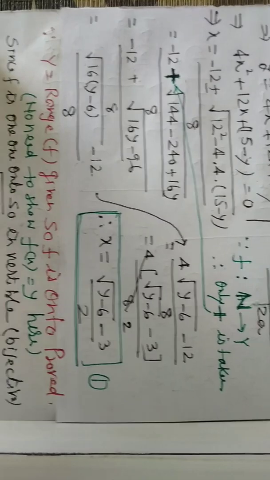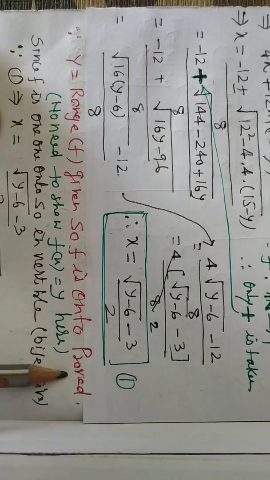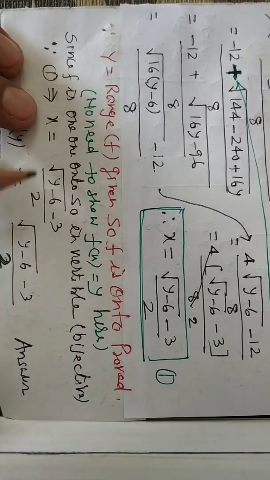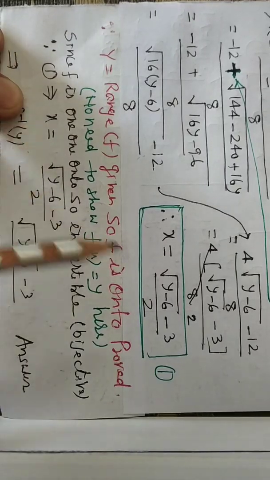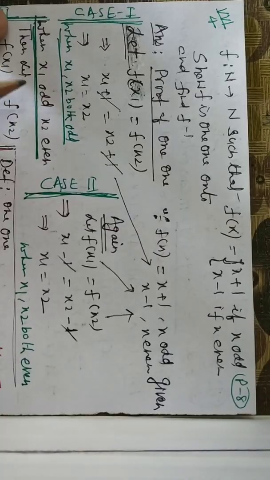Now since y is equal to range f, f is onto already, no need to prove f(x) is equal to y. Next, since f is one-one and onto, it is invertible or bijective, so this implies this, and x is equal to f inverse of y, which is equal to this. Answer is over.